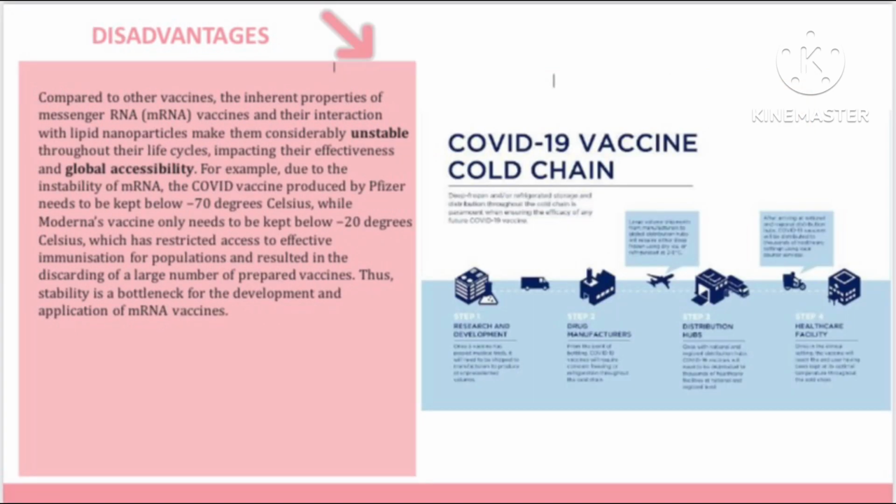Disadvantages. The properties of mRNA vaccines and their interactions with lipid nanoparticles make them unstable, which reduces their global accessibility. For example, the COVID vaccine produced by Pfizer needs to be stored below -70 degrees Celsius.